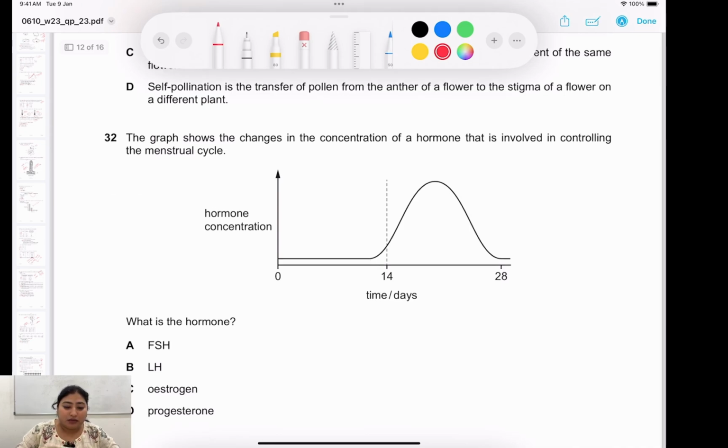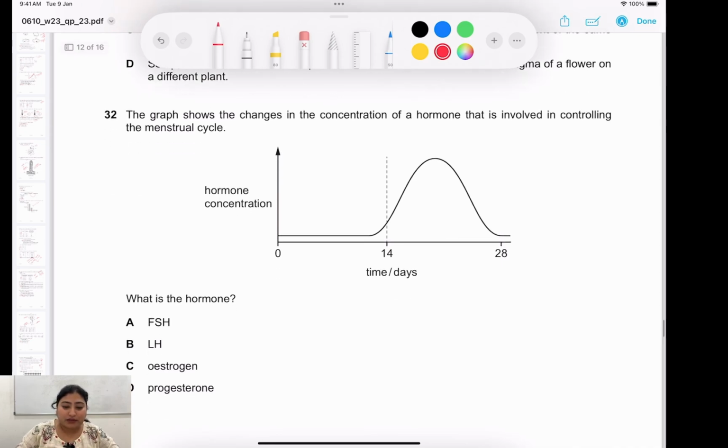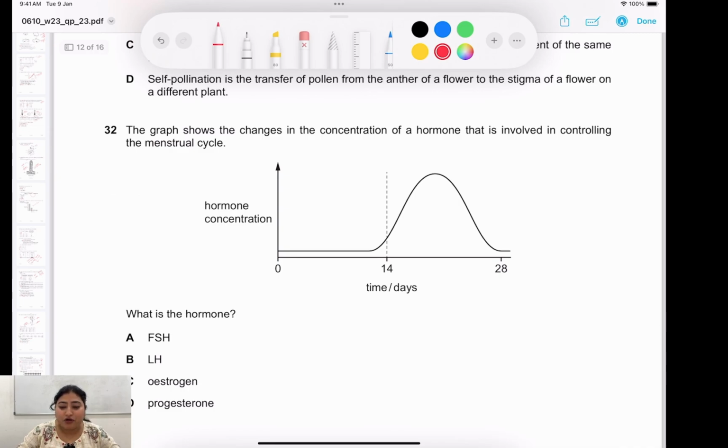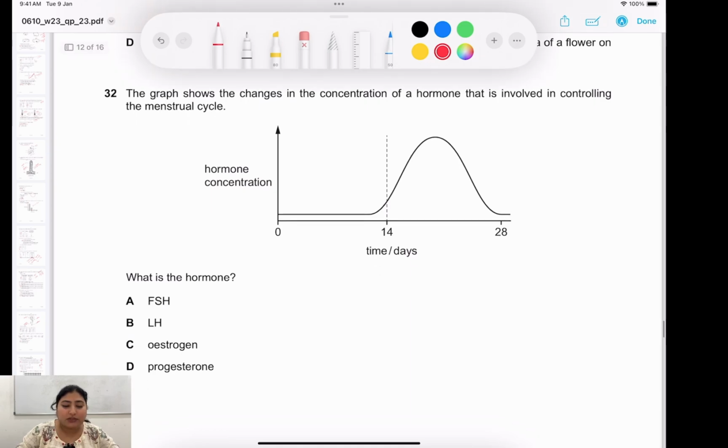Now, question number 32. The graph shows the changes in the concentration of a hormone that is involved in controlling the menstrual cycle. What is the hormone?